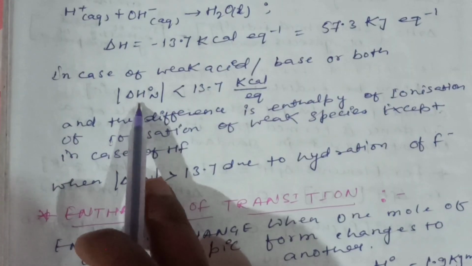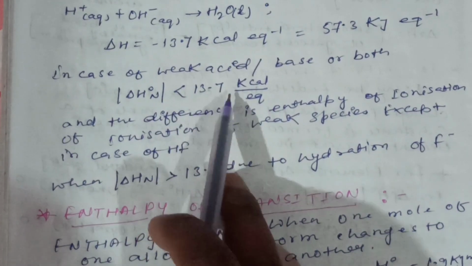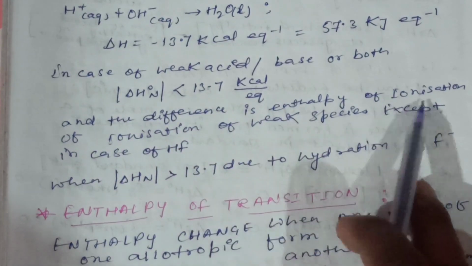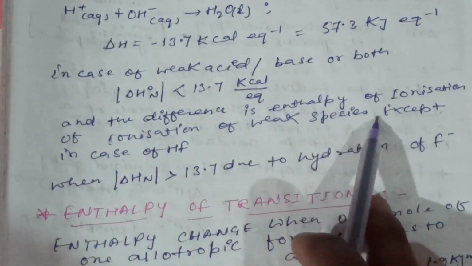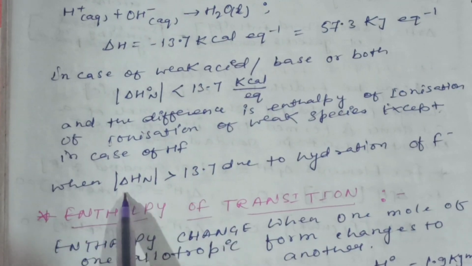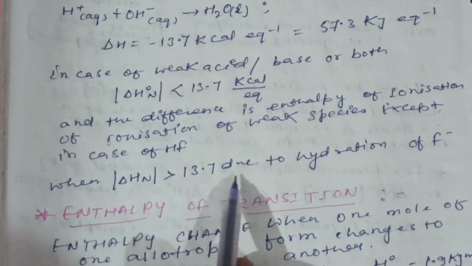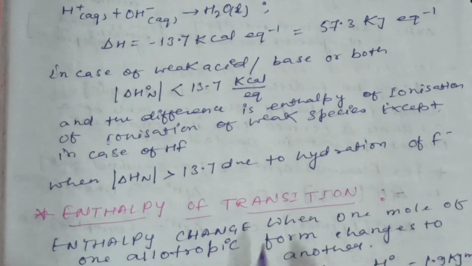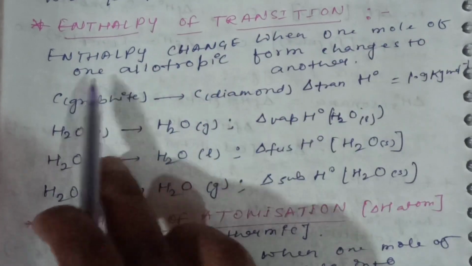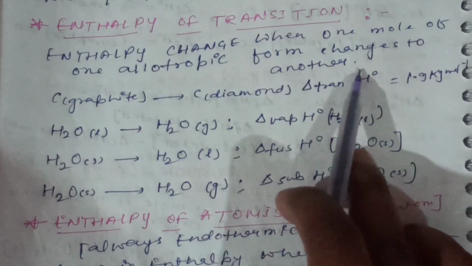In case of a weak acid, base, or both, the absolute value of ΔHn is smaller than 13.7 kilocalorie per equivalent, and the difference is the enthalpy of ionization of the weak species, except in case of HF, when the absolute value of ΔHn is greater than 13.7 due to hydration of F−. Enthalpy of transition: the enthalpy change when 1 mole of one allotropic form changes to another.